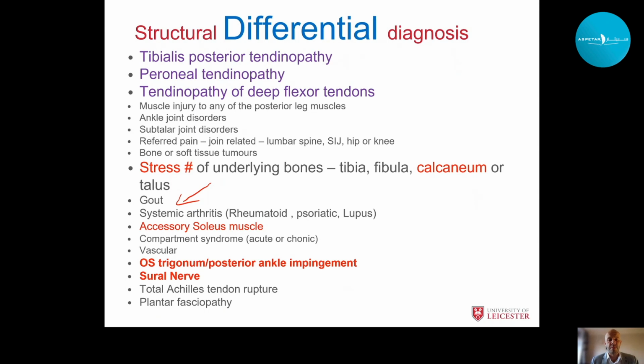It's easily missed. I've seen several patients who've had 6 to 10 sessions of shockwave therapy on an Achilles problem, scans and all sorts, when actually it was their sural nerve that was their symptom generator. So you really do just have to have a little peek at that.